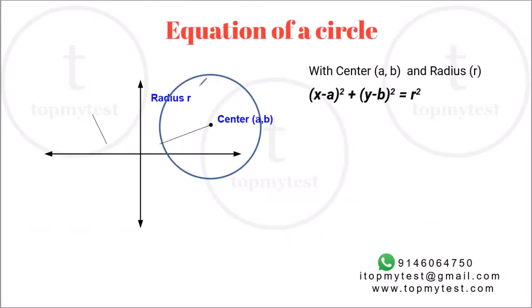Now, a third sort of curve which you will probably have to be worried about is the equation of a circle. The most generic form, and this is more than sufficient to answer 90% of the questions, is: if you have a circle with center at (a, b) and radius r, the equation would be (x minus a) whole square plus (y minus b) whole square is equal to r square.